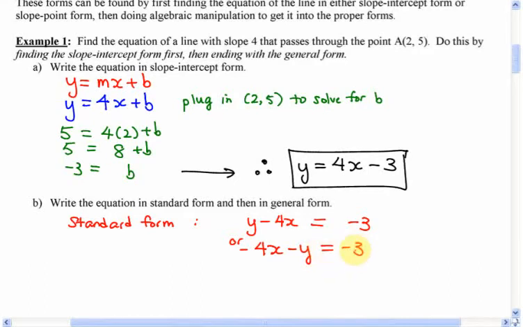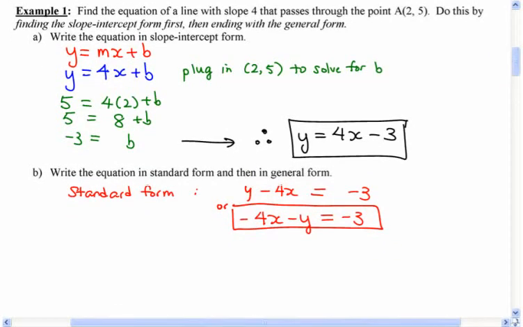Let's check, are all these integers? Yes. Is the constant term on the right-hand side? Yes. Done. Okay, now to go from standard to general, remember all the terms need to be on one side. So I will keep the -4x and the y on the left side, but I'm going to move this -3 over to the right side by adding 3 to both sides, and that gives us 0 on the right side.